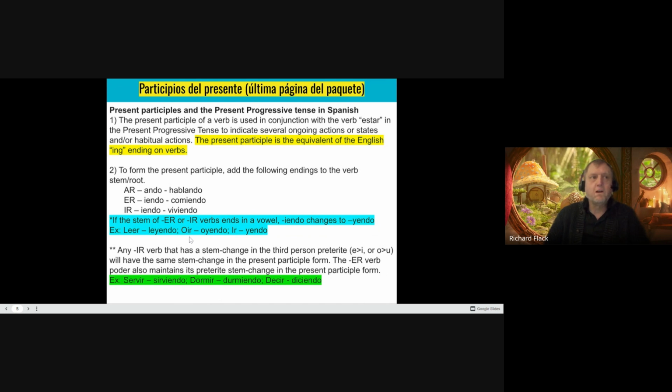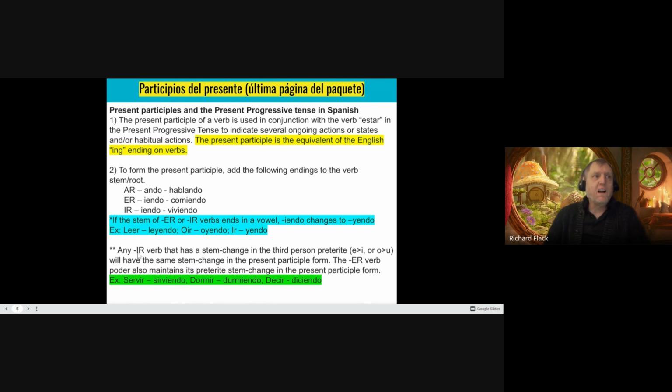Oír is another one, to hear. If I take off my IR, I'm just left with an O. That's a vowel. I'm going to add Y-E-N-D-O instead of I-E-N-D-O, and that gives me oyendo. And then we have the verb ir, which you really haven't learned yet. It's going to come up in the next unit. Ir means to go. If we take away the ir, there's nothing left. So we're just going to have yendo. So the participle of ir is yendo.